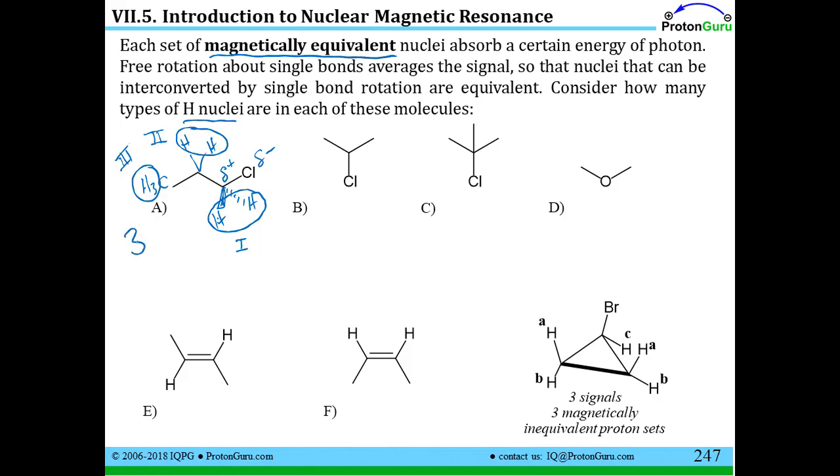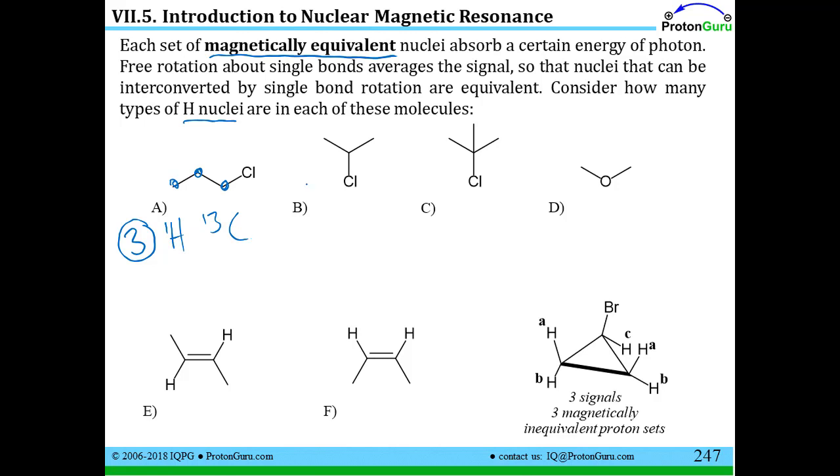And we would expect to see three signals in the proton nuclear magnetic resonance spectrum for that compound. And you can apply this thought process to any nuclei. So if we were doing a carbon NMR spectrum, this carbon, and this carbon are each unique from one another chemically and magnetically. We'd also see three signals in the carbon 13 NMR spectrum.